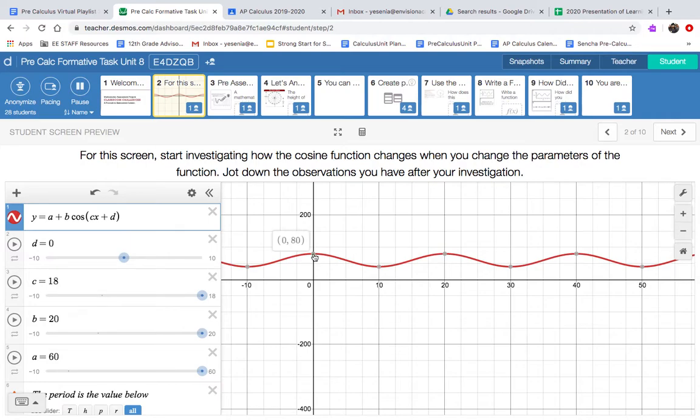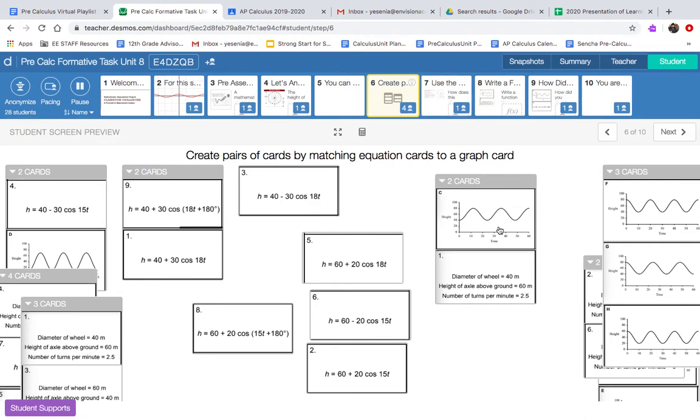So let's go ahead and check this out. The card that I'm testing was 60 plus 20 cosine 18t. It looks like this. It completes a cycle after about 20 seconds. We could say that's seconds, or you could think of it as minutes, because for the card sort, I wasn't sure if it was minutes or seconds. Either way, though, it should be fine, however way you think of it. But if I look at this function and I look back at my card, does this function look like my card that I want to match it to, which is this one? So it starts at 40 and it goes up and then goes down.